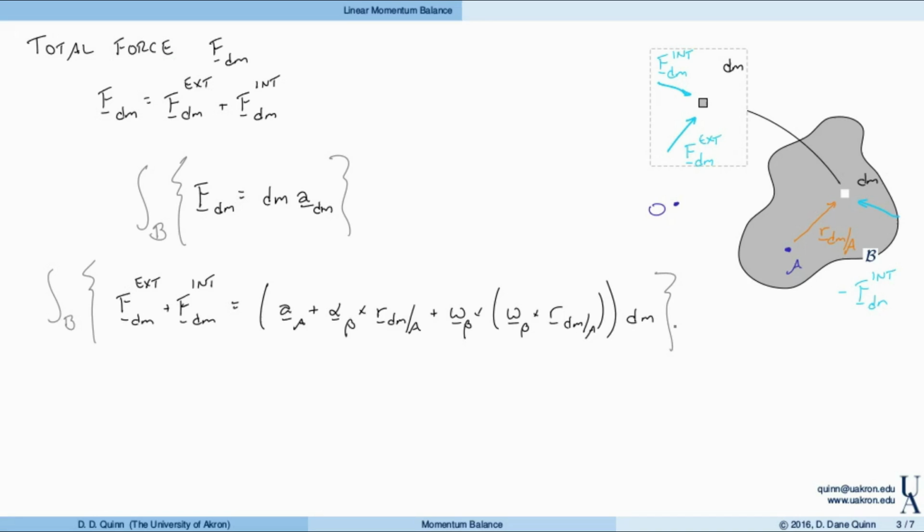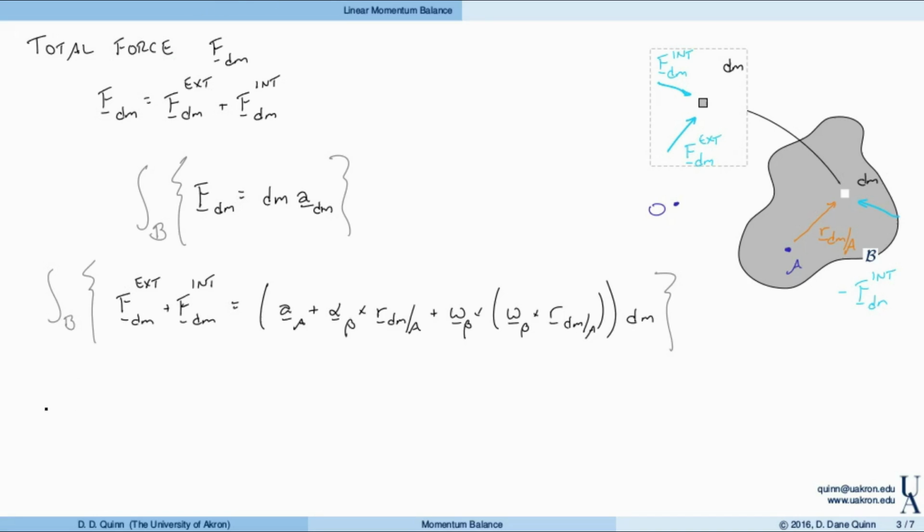So really we've just taken this decomposition of the forces, put it in on the left hand side. We've taken the acceleration for the mass element here and written that in terms of the acceleration of some other point A on the right hand side. So now let's take and distribute this integral through.